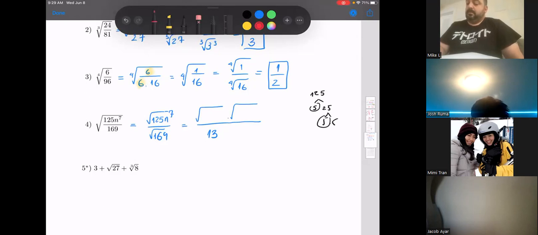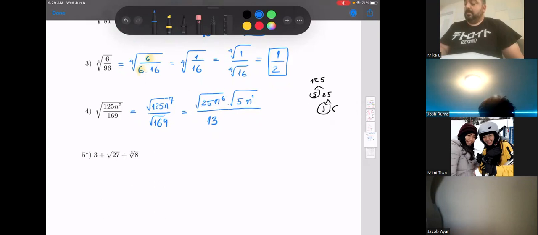So 25 on the left, and then 5 on the right, right? 25 times 5 gives you back 125. What about n to the 7? How would I break that up? N to the 6, and then just n to the first. Okay, so square root of 25 is 5. So square root of n to the 6 is, yeah, 3. So n to the third.